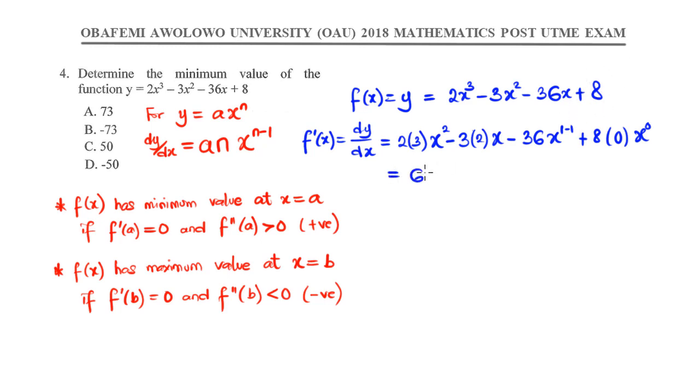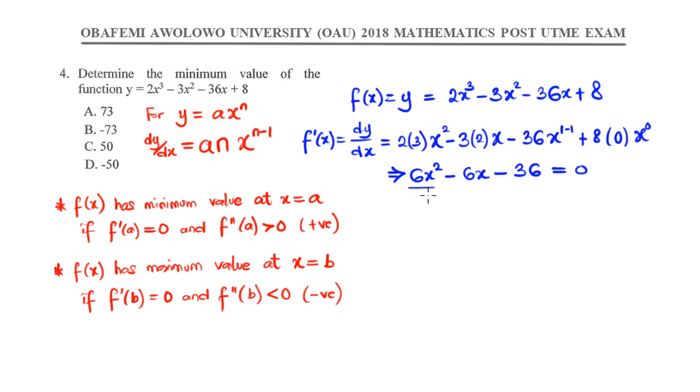So if we are to expand our bracket, we are going to have 6x squared minus 6x minus 36, because 1 minus 1 is 0, and any number raised to the power 0 is 1. So we have minus 36. So this is the first derivative. Now, we need to actually get the values of x for this particular derivative.